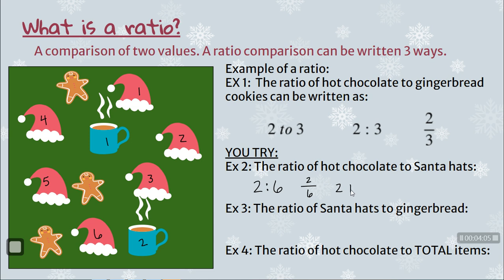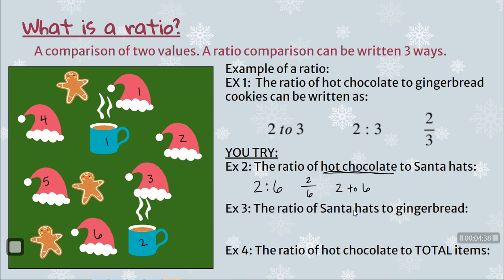It's important though that we get the order correct. We can't write 6 to 2 because these numbers represent something. The first number represents what was going to be in our first comparison here. We're talking about hot chocolate first, so if we accidentally switched these numbers around and said 6 to 2, then we would be saying there are six hot chocolates and two Santa hats, but the opposite is true. So make sure you pay close attention to the order that you're writing your ratios in.